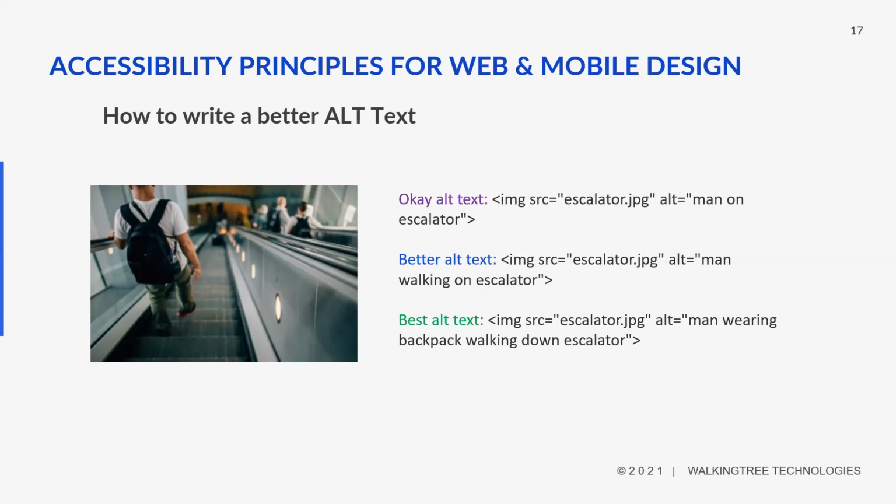So when you are writing the alt text, we should be as descriptive as possible, thinking of the end user who could be visually impaired, for whom the alt text could be useful. So we have to make sure that whatever alt text we write is as descriptive as possible and useful for the user.